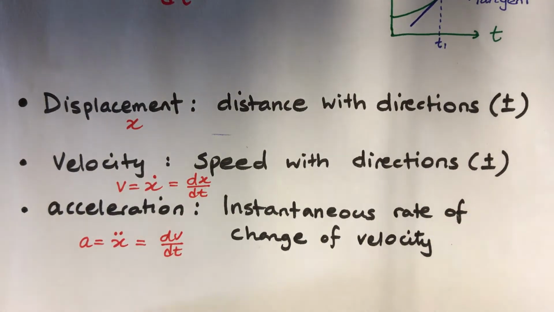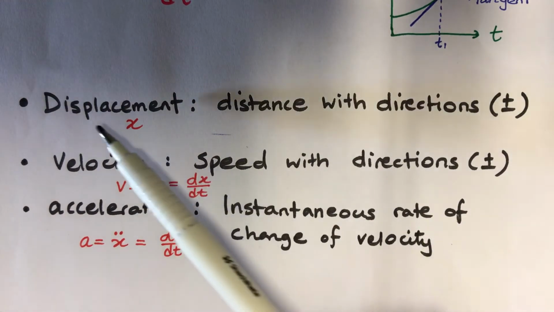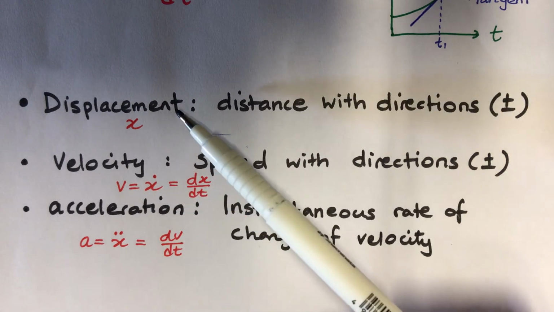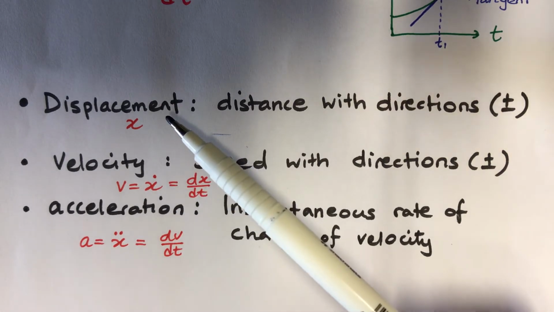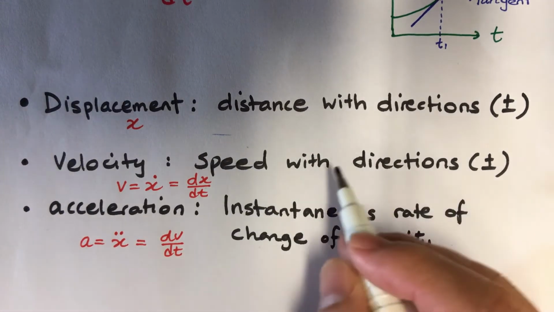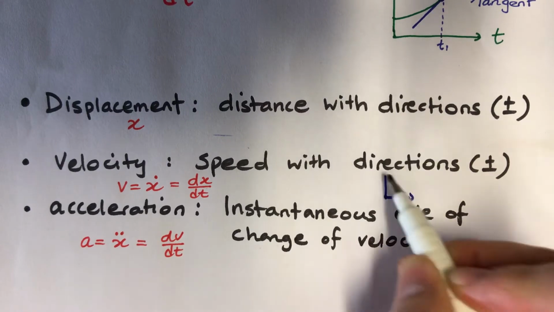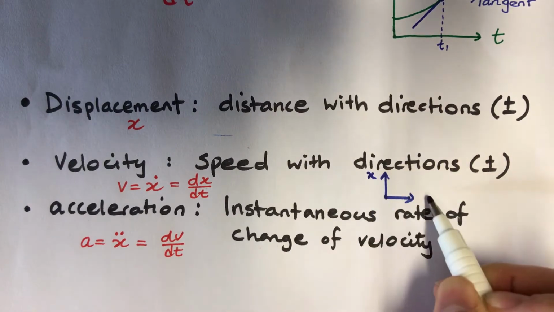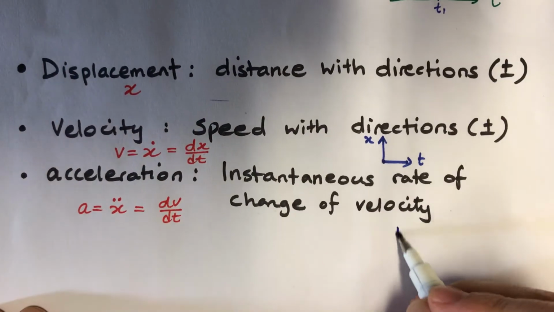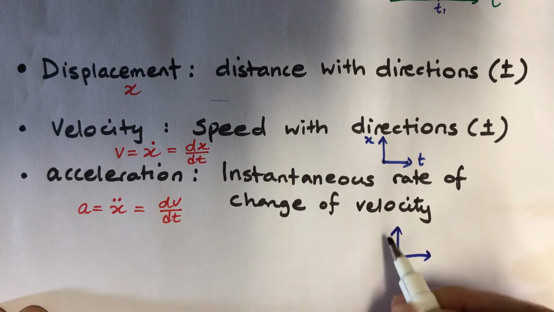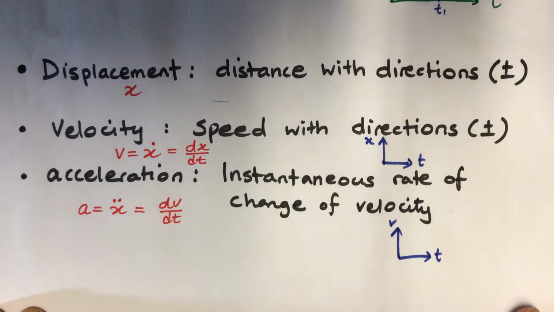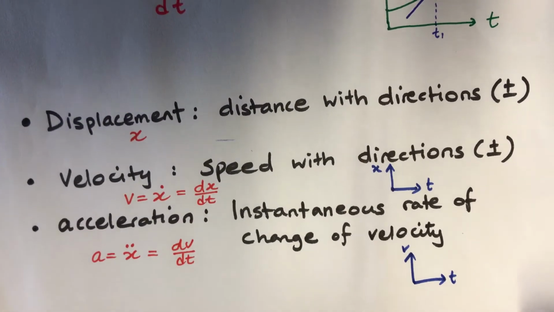Now, the easiest way I could think of to memorize this: velocity is the gradient of the graph of displacement and time. So for example, on a graph of x and t, the gradient of that is velocity, and the gradient of v and t is our acceleration. Okay, so just remember that. All right, then let's go to the questions.